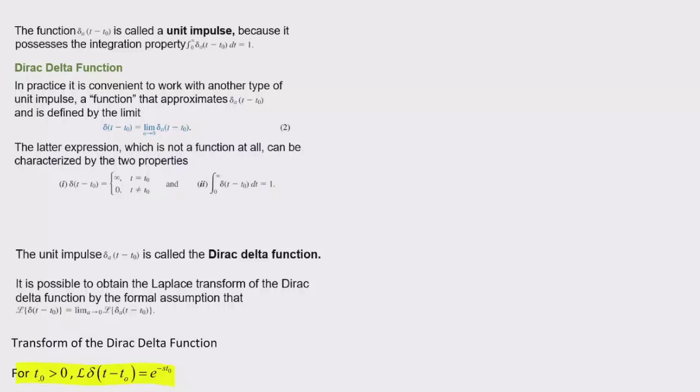Laplace of Dirac delta of t minus t naught is e to the negative s t naught. So we just have to identify what t naught is in the problem and pretty much go from there.